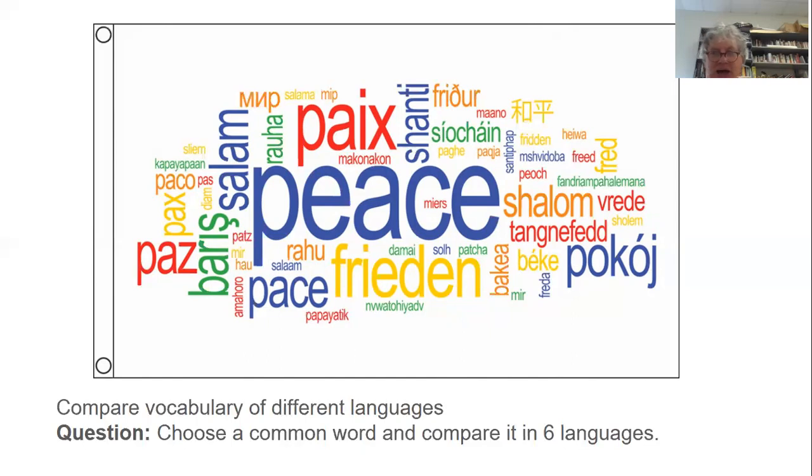And the module question for you this time is just choose a common word, something like tree or three or father or mother or something. Go to Google Translate, find 6 different languages and just see what those words are in different languages and see how close these words are to each other. Okay.